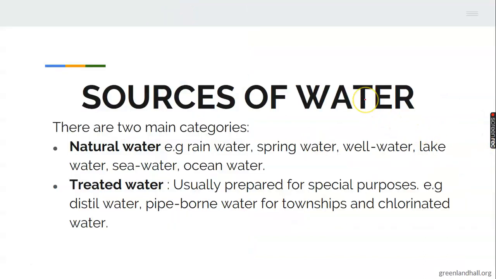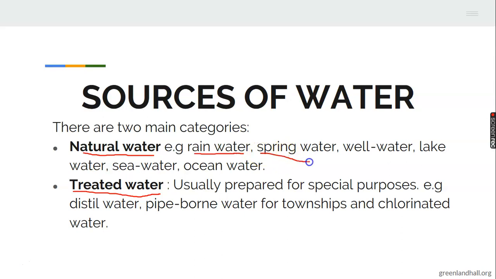Okay, sources of water. We talk about two main categories under sources of water, which are natural water as well as treated water. Under natural water, we have various examples. The first example is rainwater. Rainwater is the purest form of water as far as I know, and is formed by condensation of water molecules in the atmosphere.